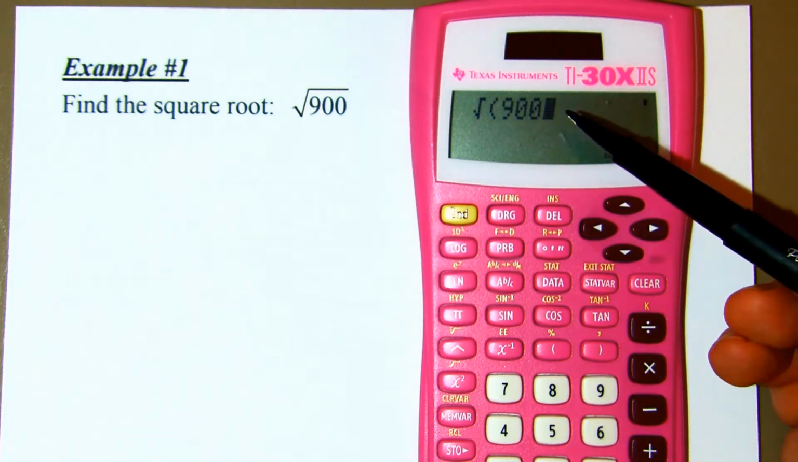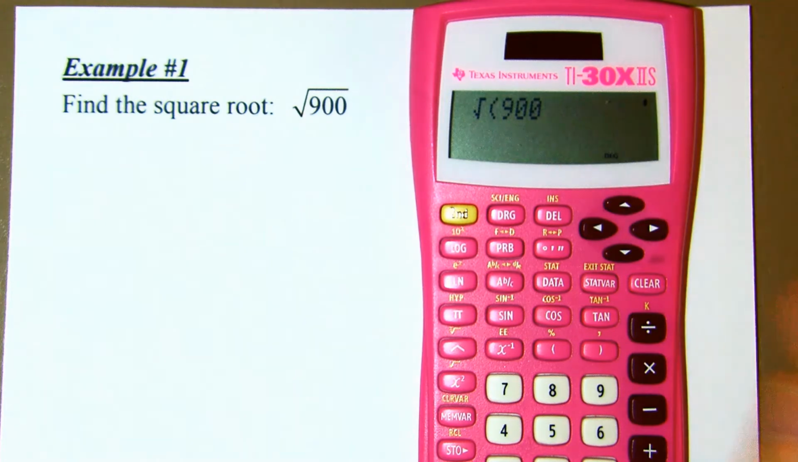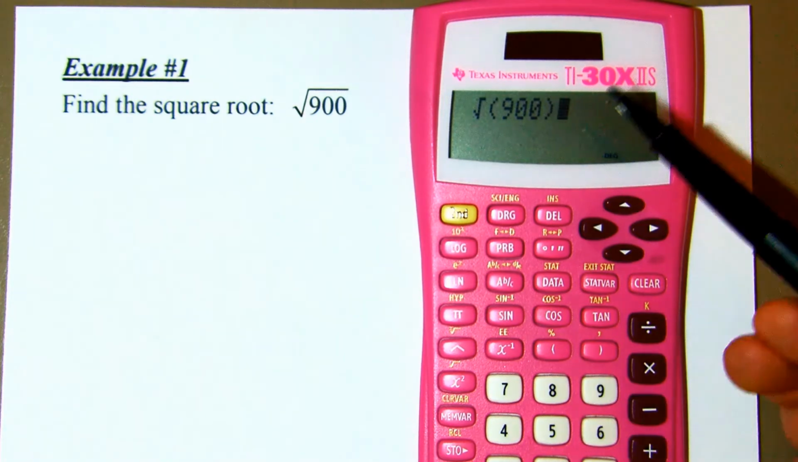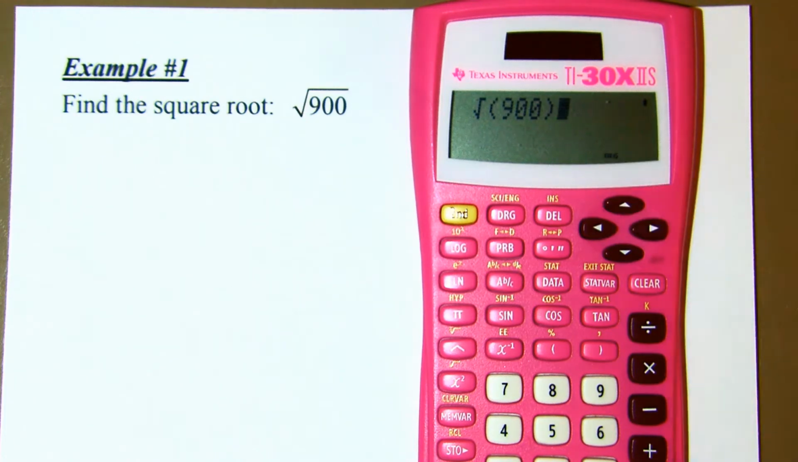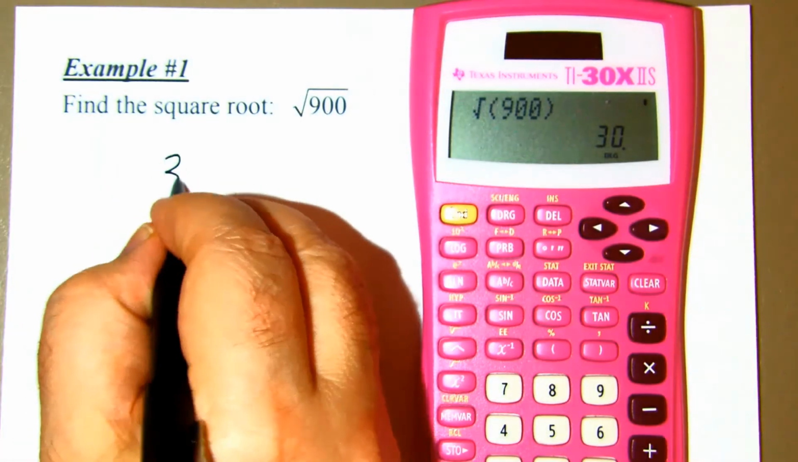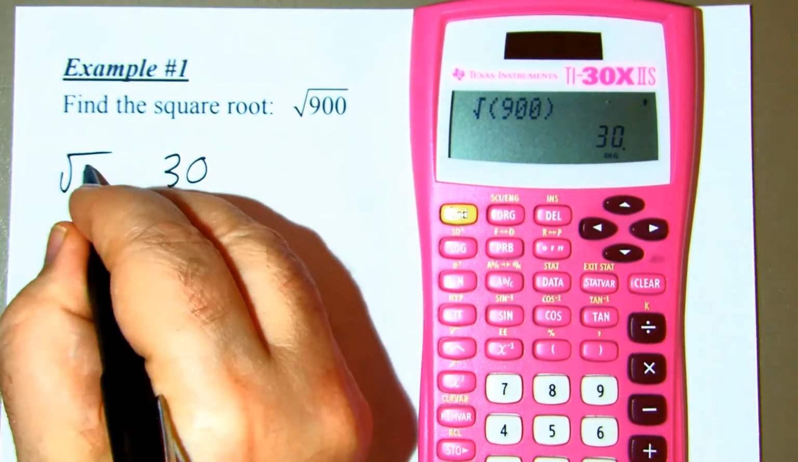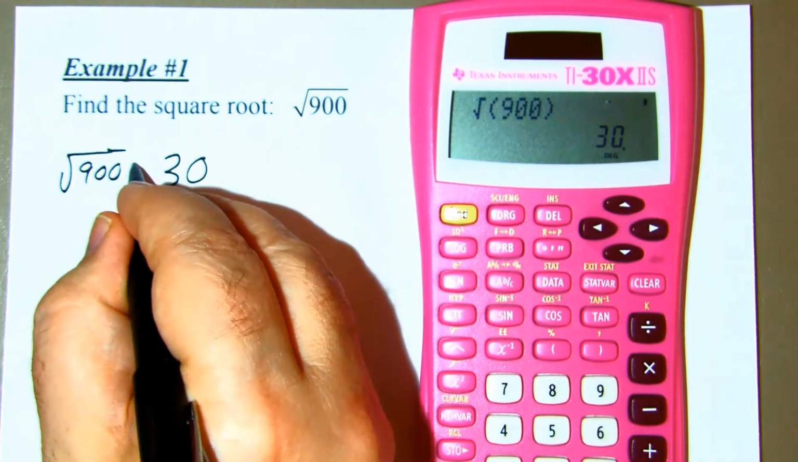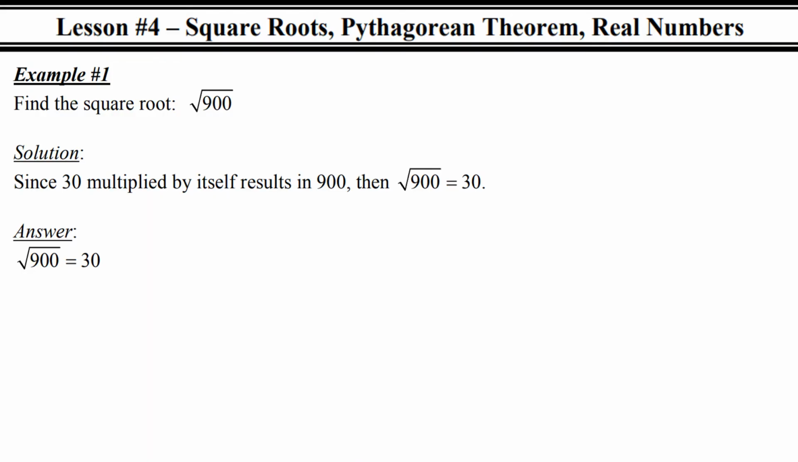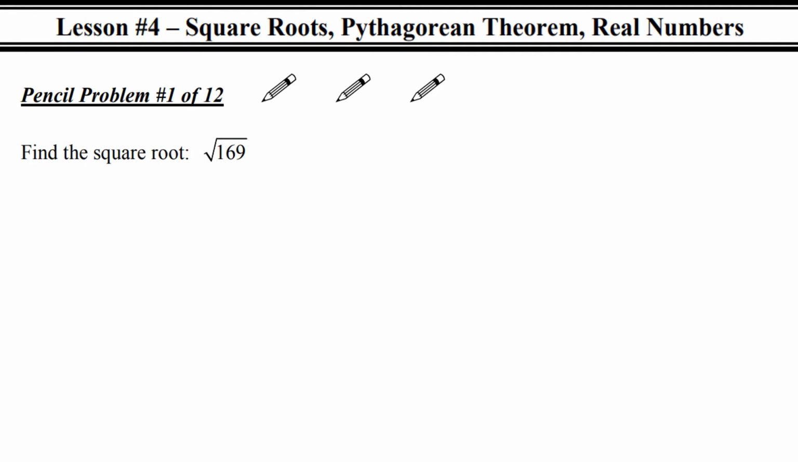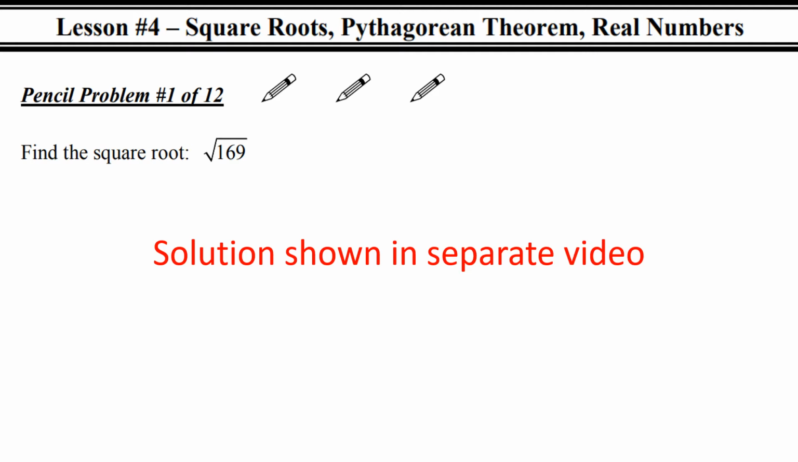And I'm going to highly recommend that you close the parentheses each time. If you don't close a parentheses, then the calculator closes it where it thinks it should close it. So in this case, it wouldn't have made a difference. We hit equals, and it gives us a result of 30. So the square root of 900 is 30, and that's our final answer. And here's the solution typed up, which brings us to pencil problem number 1, and its solution is shown in a separate video.